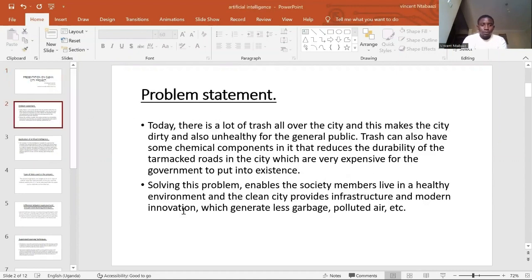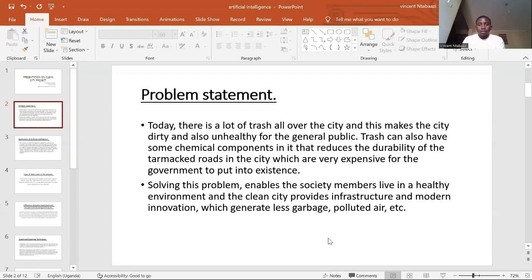This is the problem statement. Today, if you go to town in the city, you find that there's trash all over the place. Most streets have a lot of rubbish everywhere. So the government has tried to bring around KCCA to clean the streets, but you find that they are not very effective since they have no idea of where to clean, where to go. So this is what my project is trying to solve.